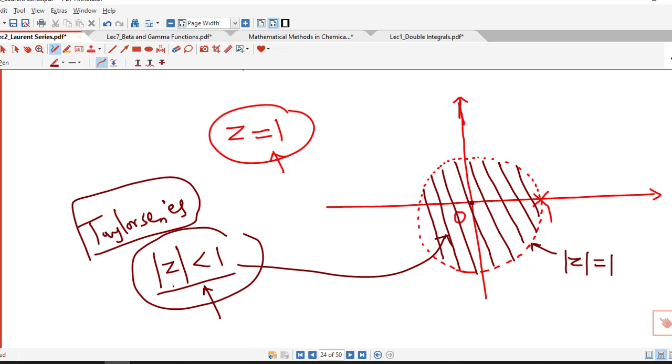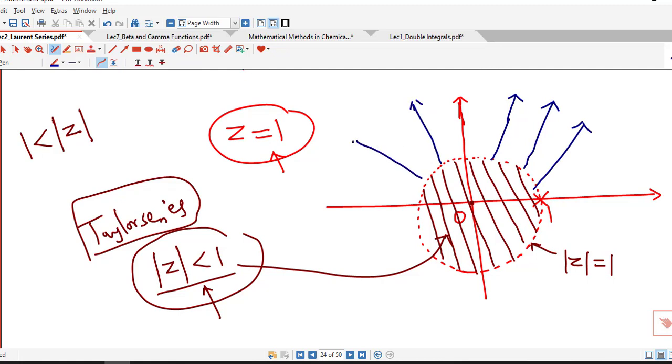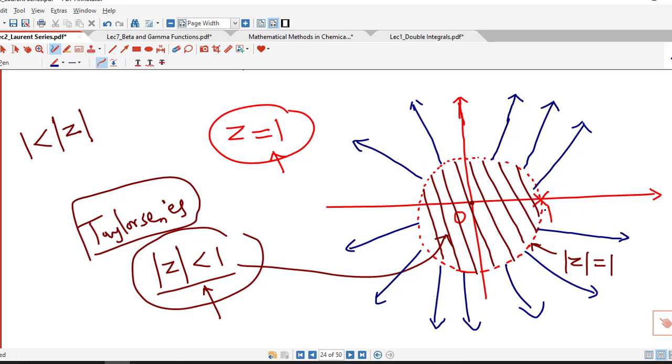Now if we consider the set of all points outside the circle, that is, if we consider absolute value of z greater than 1, then also our function is analytic at every point which is outside the circle. If we consider the set of all points outside the circle, then our function is analytic in this region, or in this domain.